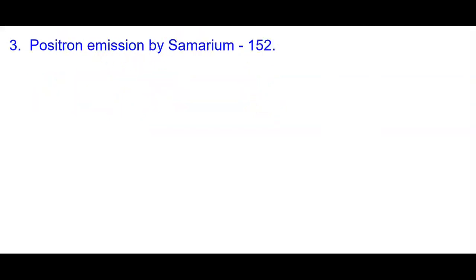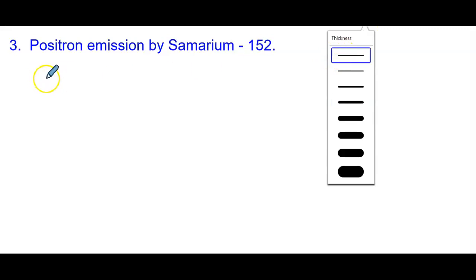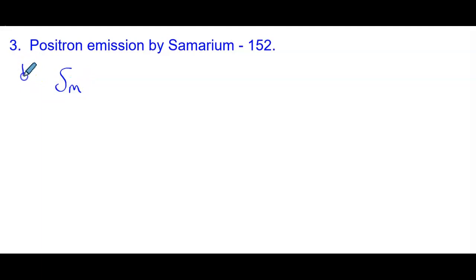This time we're going to do a positron emission. So SM, samarium 152, goes on top. And I'm going to figure out what the atomic number is. Find samarium on my periodic table at 62. It says positron emission, so the positron has to be emitted or given off afterwards.